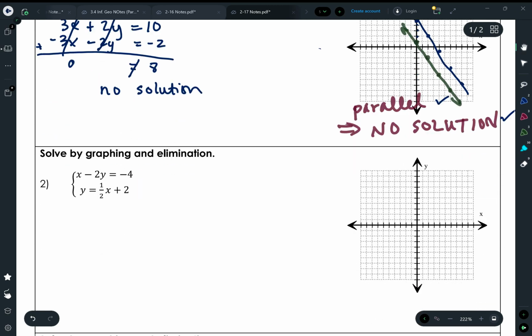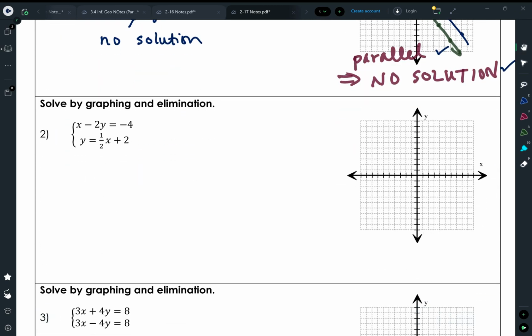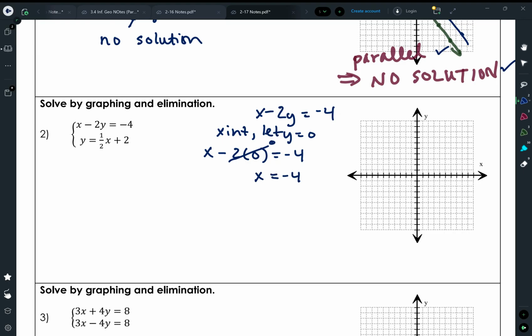So looking at our next problem, we're going to solve by graphing again and elimination. First over here, I want to start by graphing. If I am finding my x-intercept, I am letting my y equal 0. That means I have x minus 2 times 0 equals negative 4. So this whole part here is going to zero out. 2 times 0 is just 0. So x is equal to negative 4. Because my y was 0 and my x was negative 4, that's the ordered pair negative 4, 0. It is my x-intercept.